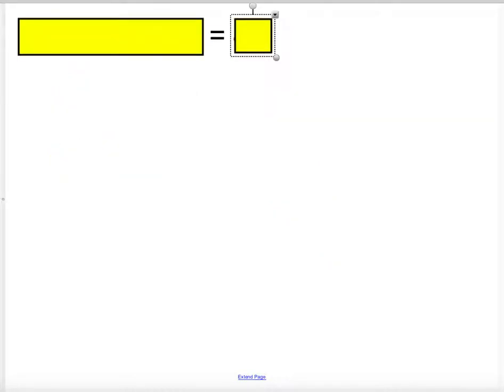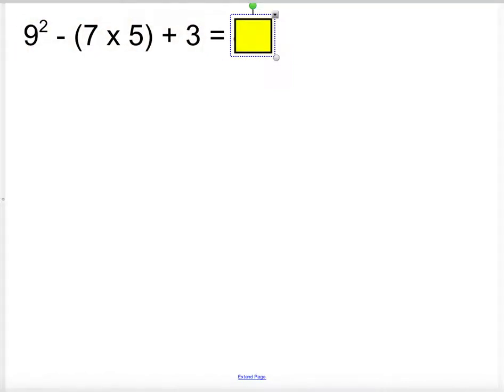All right, let's try this one. 9 to the second minus 7 times 5 plus 3. Taking away the rules this time. See if you can do it on your own. Okay, here we go. A little bit more complicated this time. They've kind of thrown some things in there, and I've taken away our follow along rules.